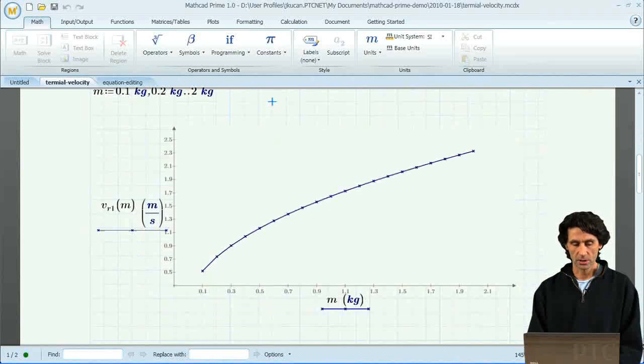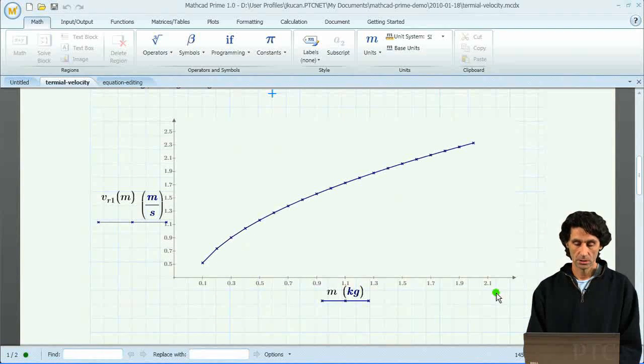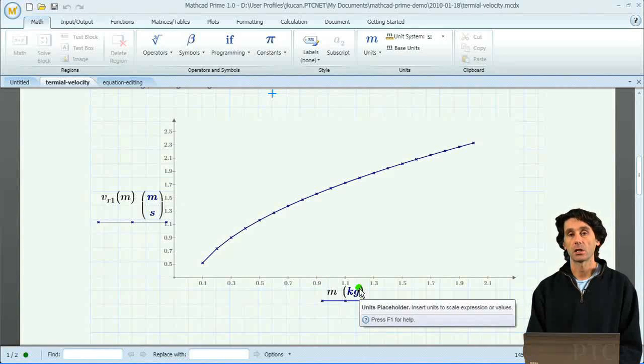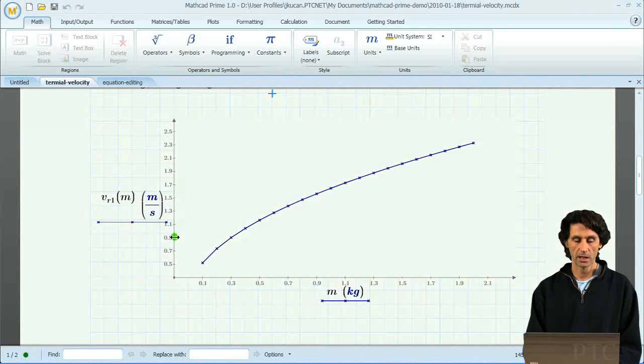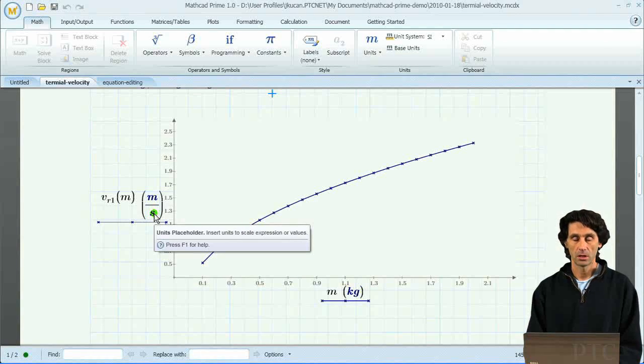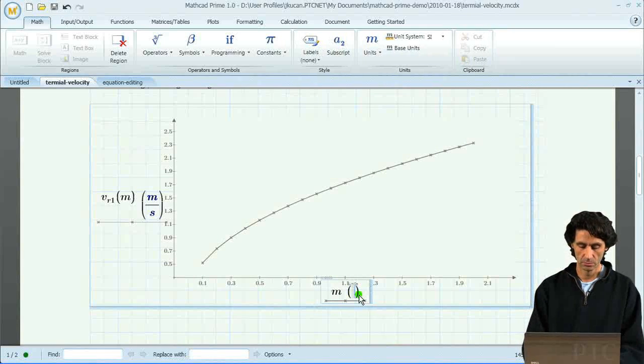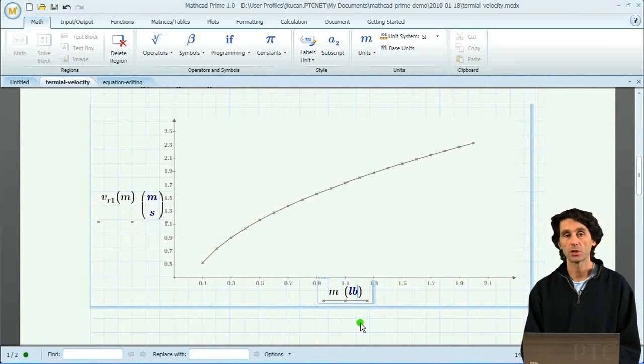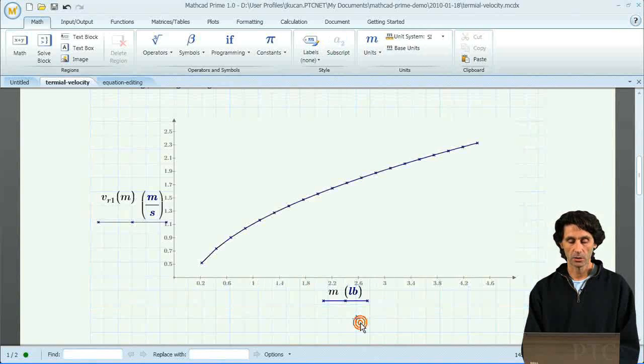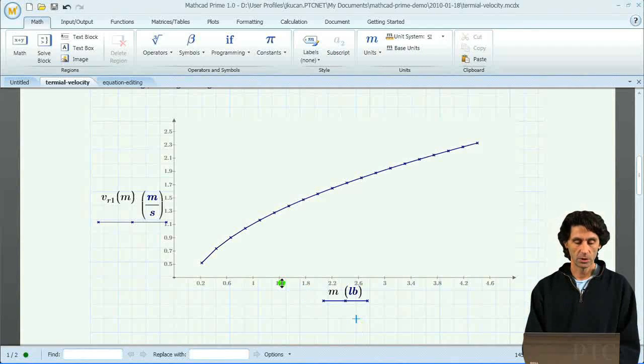On to plotting the results of this particular calculation. Notice that we use units in the plot. They are placed in the unit placeholder in parentheses, indicating that the values on the axis are in these units. If you're more comfortable using a different unit, for example pounds for mass, simply change to pounds, recalculate the graph. And now we notice that the axis represents values in pounds.